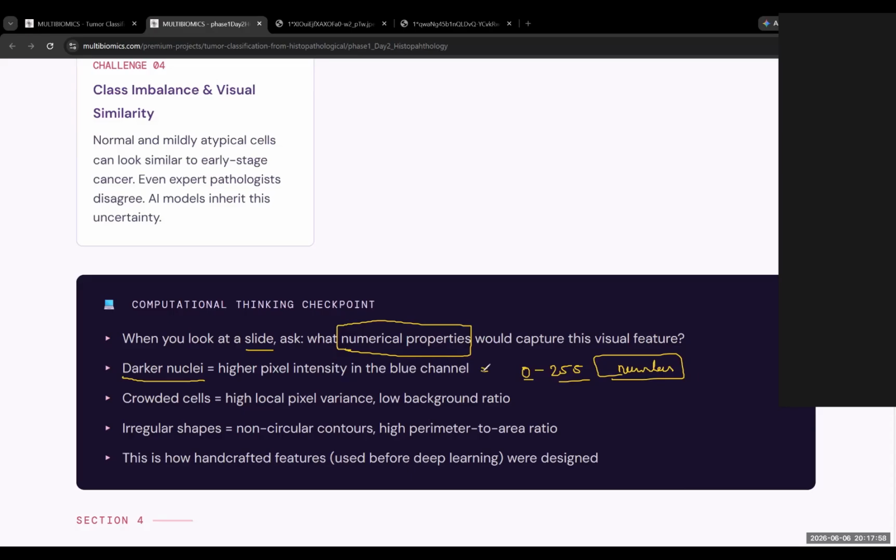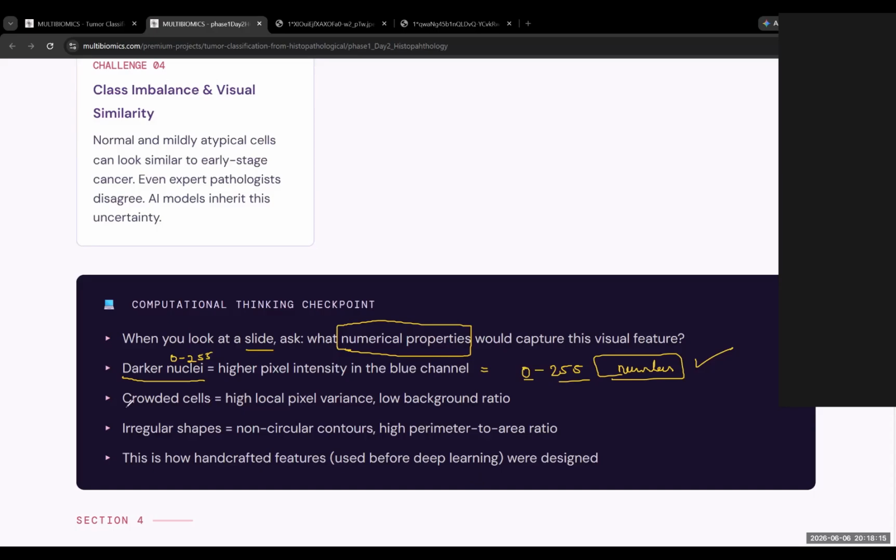See, the nucleus is darker than the surrounding. So the pixel intensity that I told you, that 0 to 255 value, will be more, right? Yes, ma'am, it will be more. So we have extracted one number so that the AI will understand.